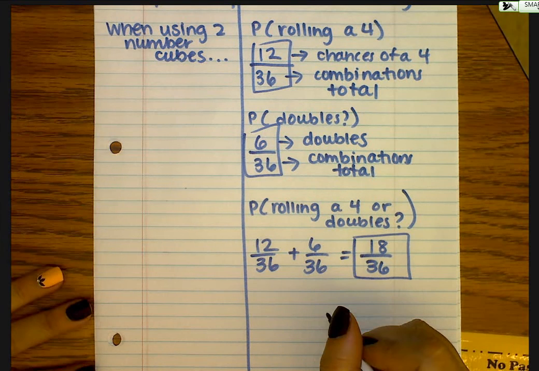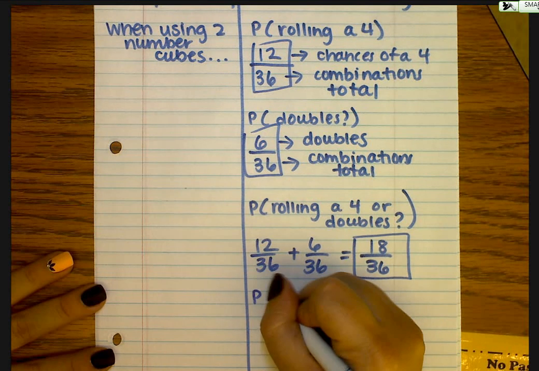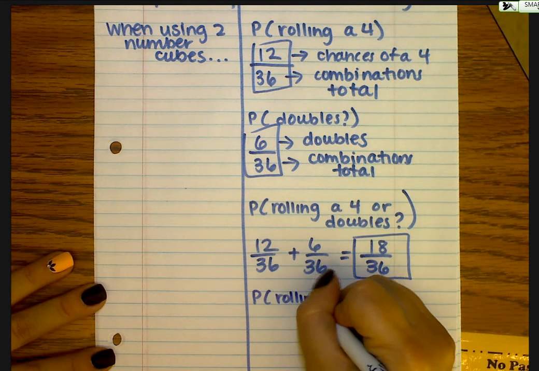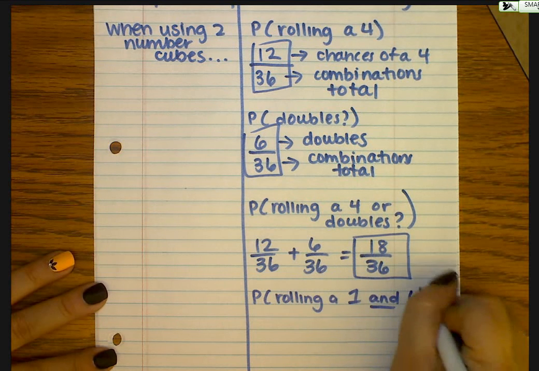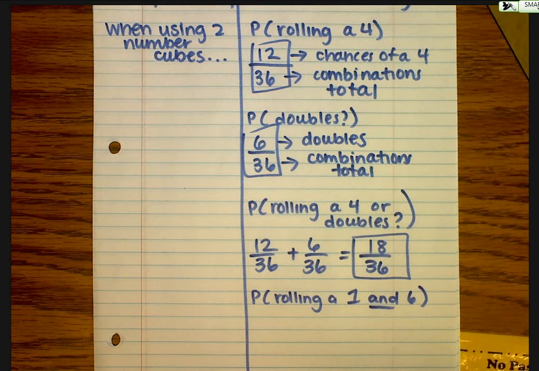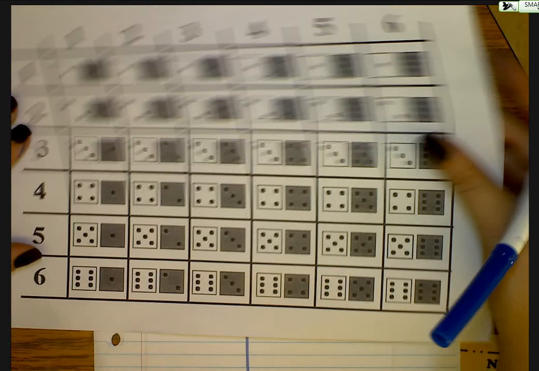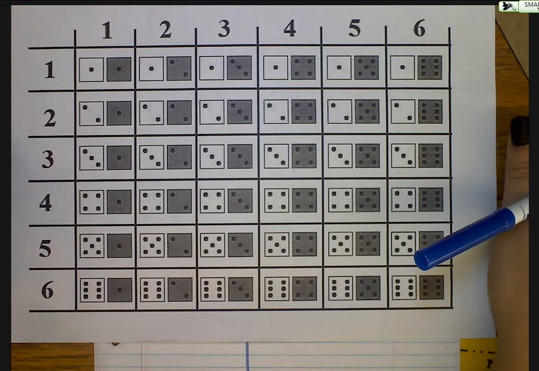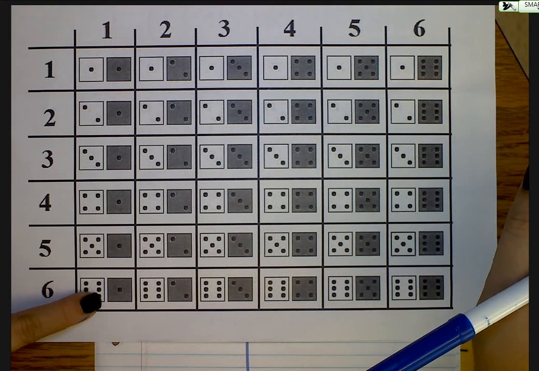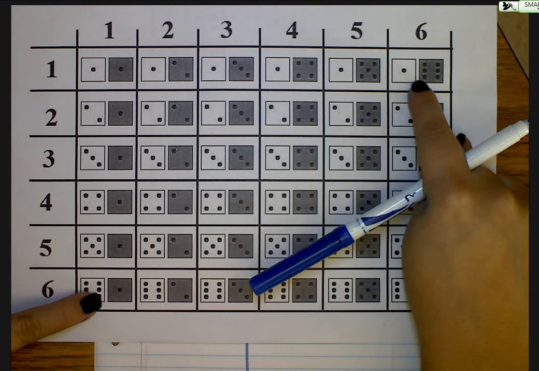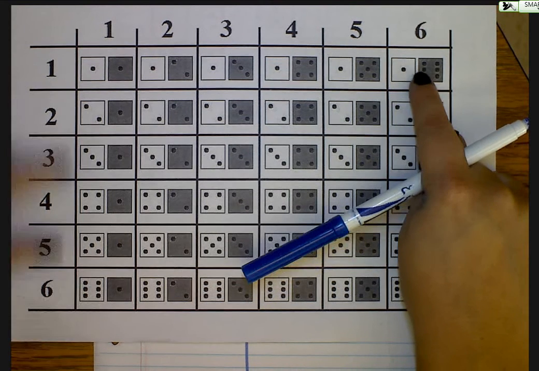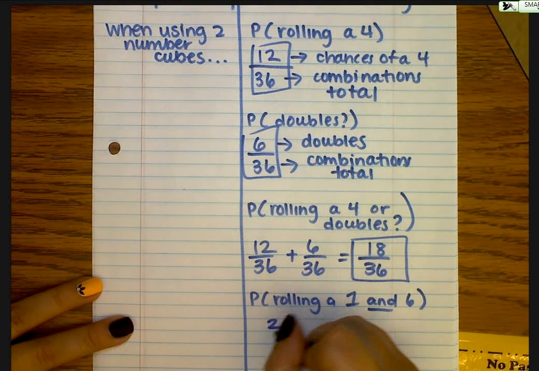What if I asked you the probability of rolling a 1 and a 6? Now I go to my dice chart and I'm only counting the ones that have both a 1 and a 6. I have a 1 and a 6 here, and a 1 and a 6 here, and those are the only 2 sections with both a 1 and a 6, so there's 2 of them. So my probability here is 2 out of 36.